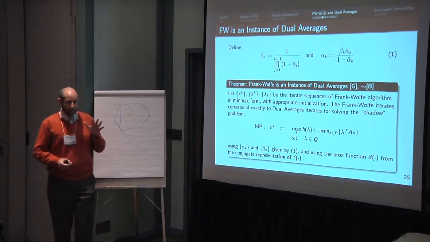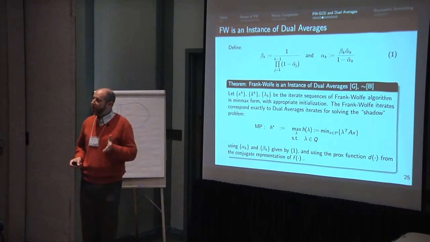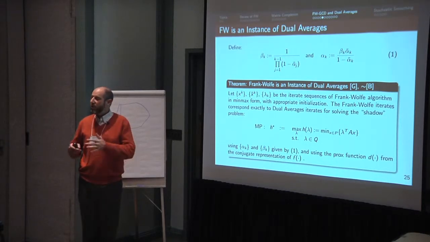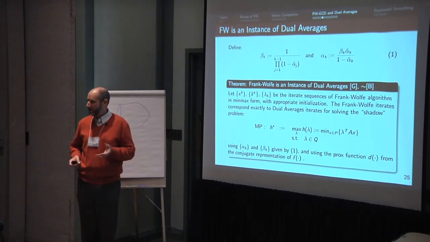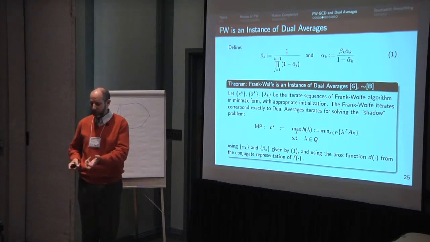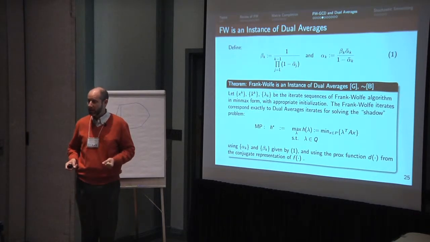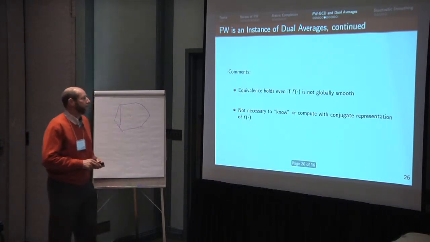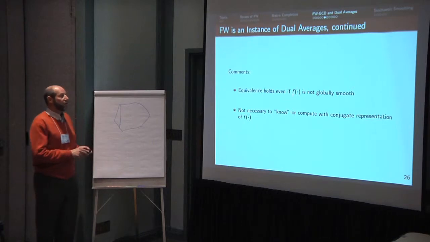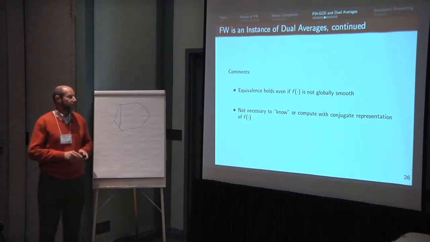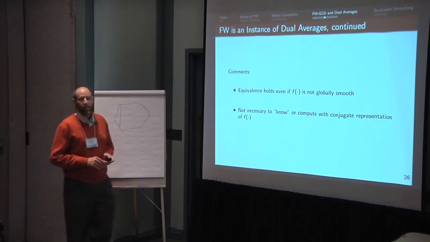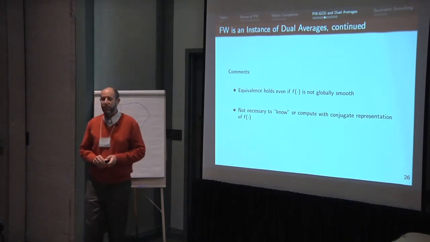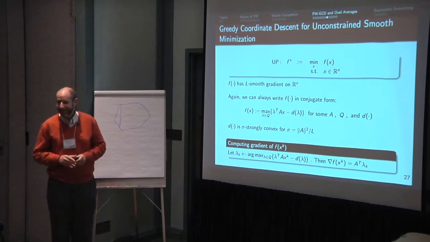So to me, the moral of this story so far is, okay, whether we know it, whether we care or not, whether we explicitly know the structure, there exists structure for which Frank-Wolfe is a special instance of Nesterov dual averages. Okay? The equivalence holds even if F is not globally smooth, and we don't necessarily need to know or compute with the conjugate representation of F. Okay? Okay. But there's more.